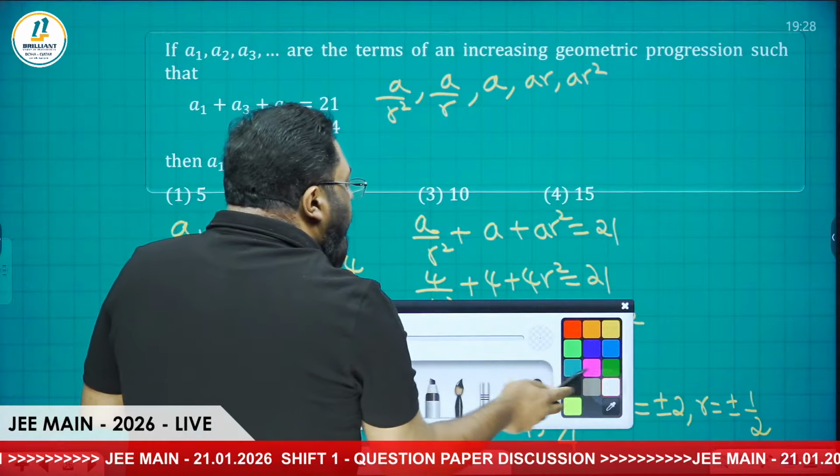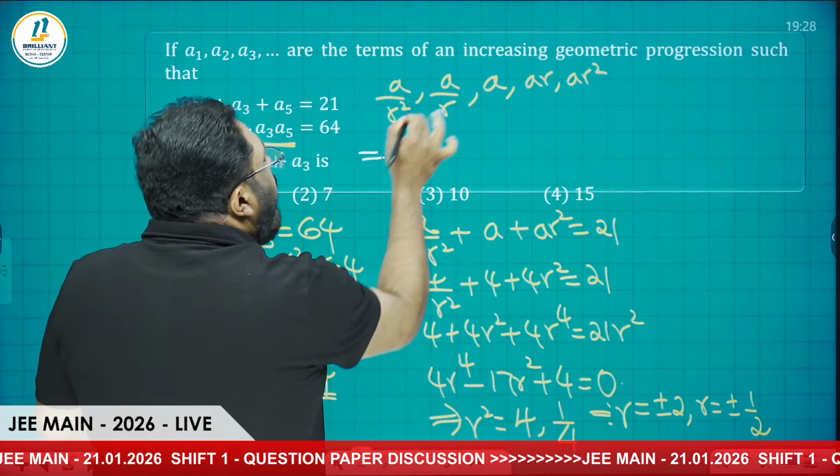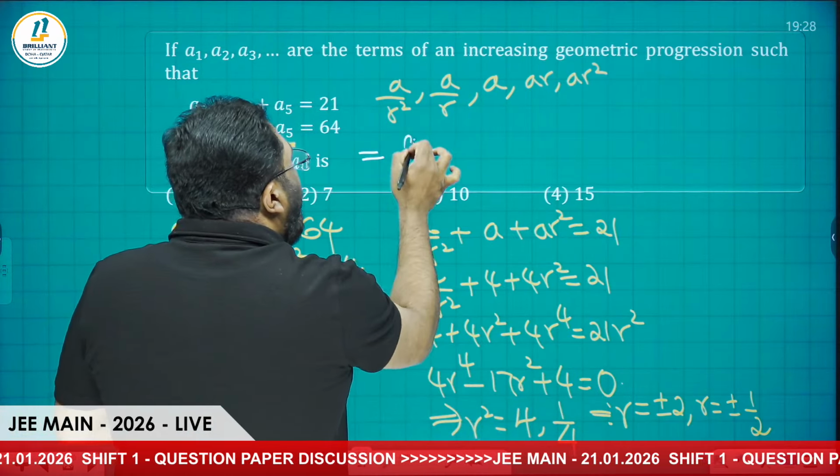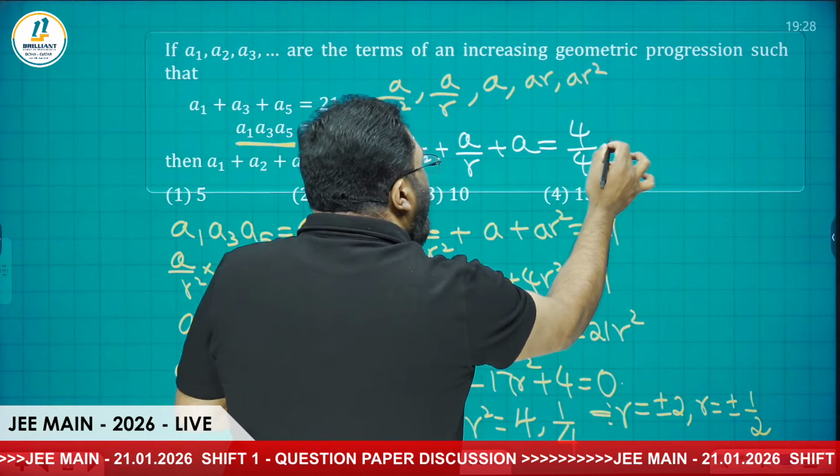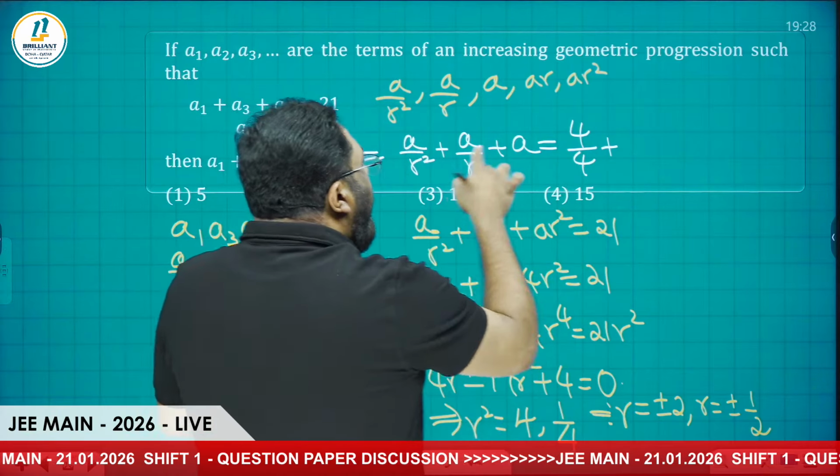And they want A1 plus A2 plus A3. A1 is A by R squared, A2 is A by R, and A3 is A. A is 4 and R is 2, so A by R squared is 4 by 4, A by R is 4 by 2, and A is 4. So your answer is 1 plus 2 plus 4. Answer is equal to 7.